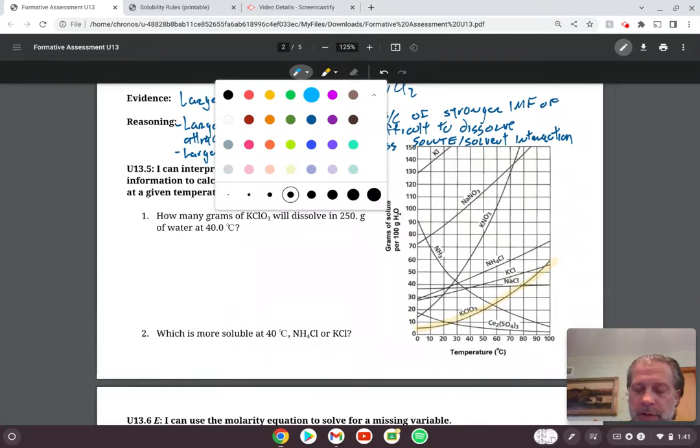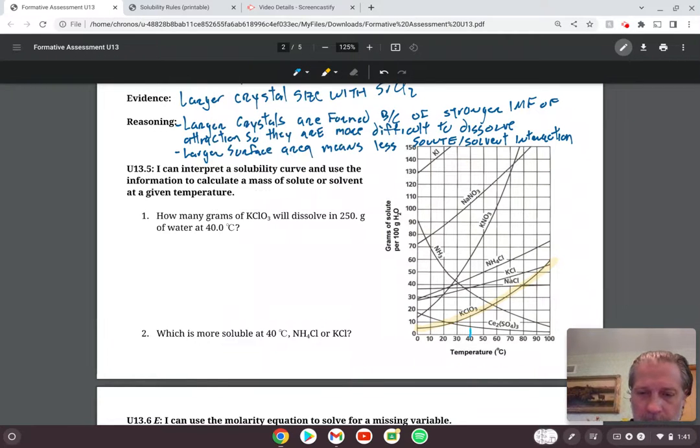So it's been a while since we've done these, but what we're really doing is comparing the solubility on the graph to what we're asked to calculate. So in this case, at 40 degrees Celsius, we can dissolve what looks like about 15 grams of KClO3 into 100 grams of water, and that part's going to be kind of important.